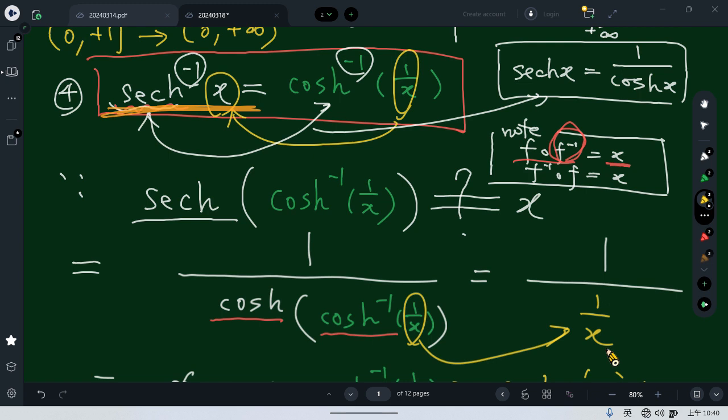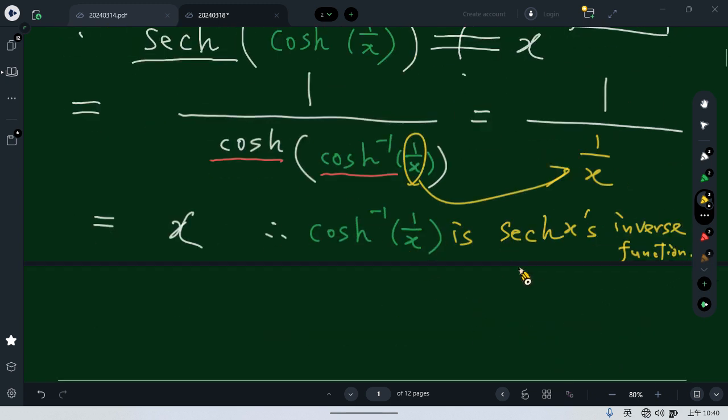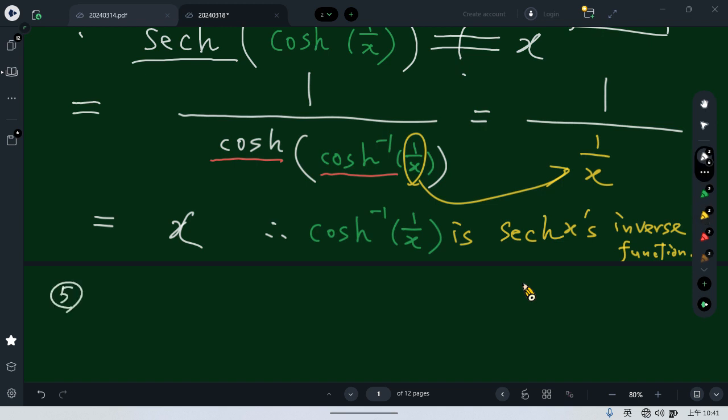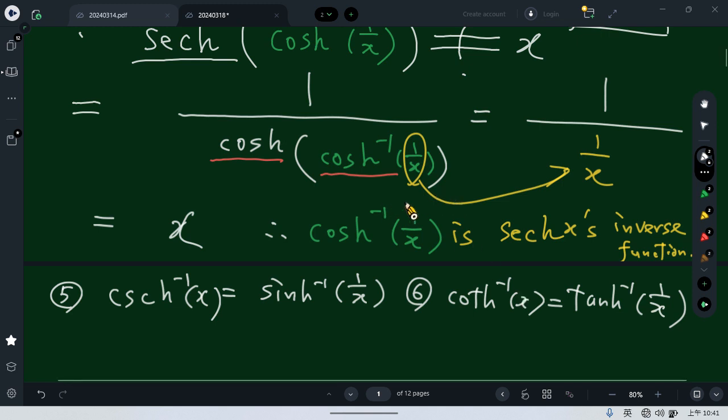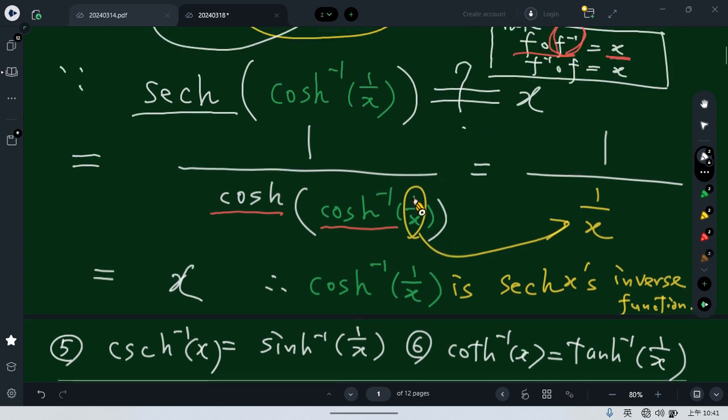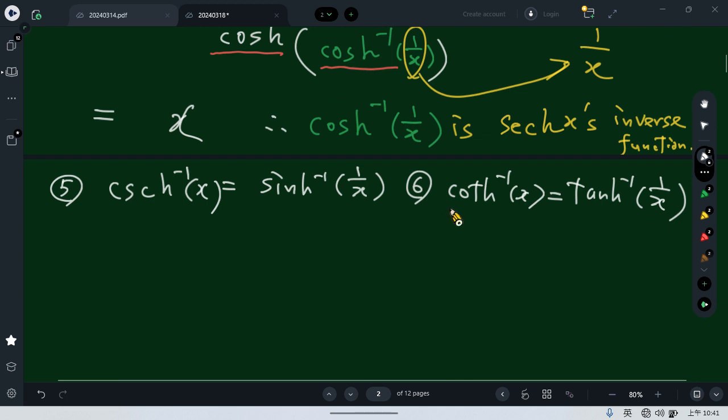hyperbolic cotangent. You can just find a similar result. Then I can also show you, and just here that you can follow the same property. Then you can get this one. Then you also have this one. Also follow the same idea. You can just refer to here, then you can find these 2 results.